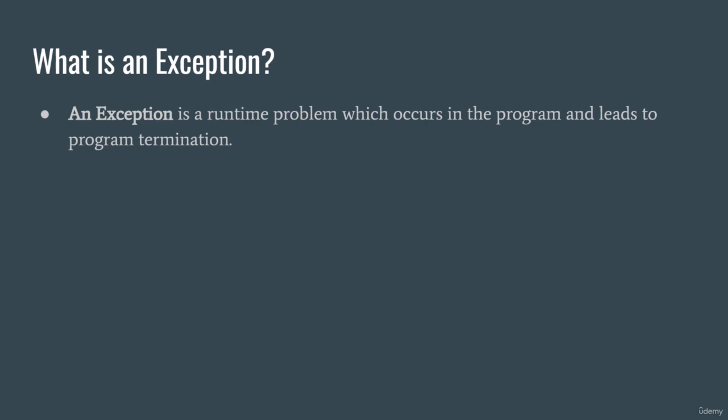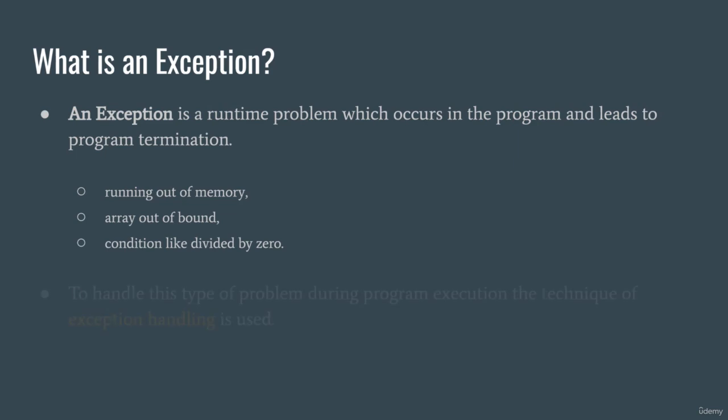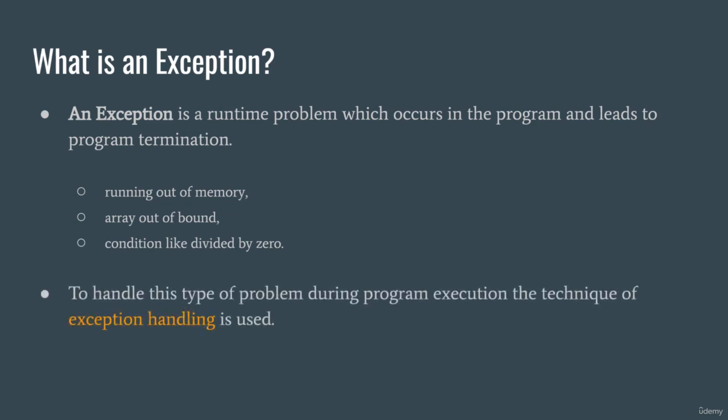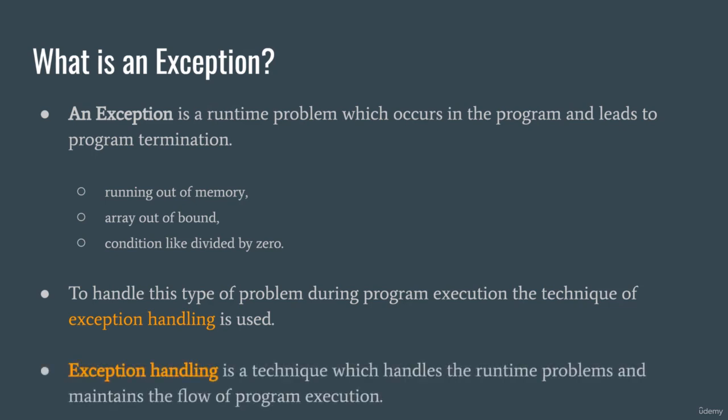Now, that is a very, very bad behavior. So you should at all costs try to avoid exceptions not being handled. Examples would be running out of memory, array out of bound, or a condition like divide by 0. And to handle this type of problem during program execution, the technique of exception handling is used. Exception handling is a technique which handles the runtime problems and maintains the flow of the program execution.